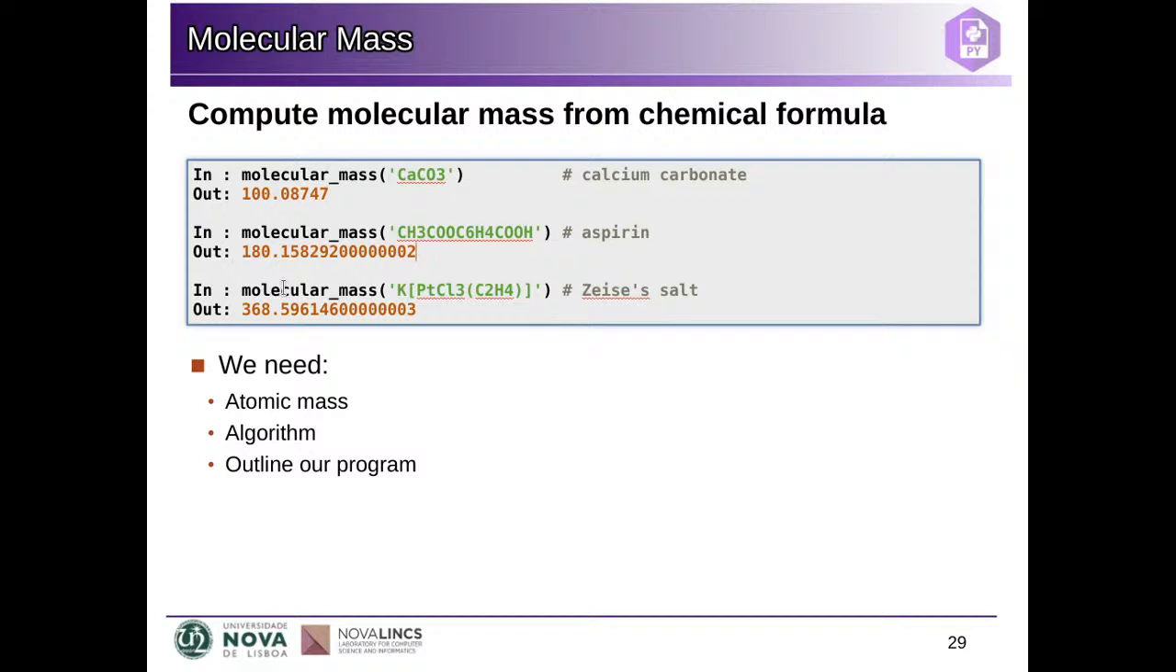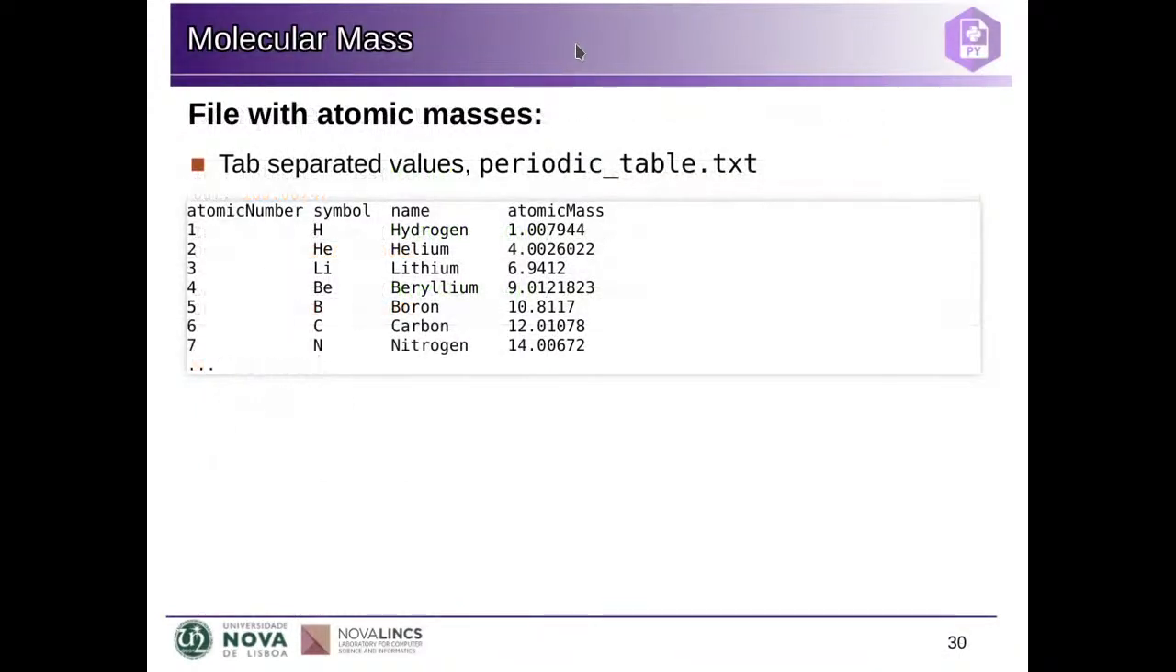And what we need here is to know the atomic mass of each element. We need to think about the algorithm for decomposing the chemical formula and create the outline of our program. So for the atomic mass, we can look up in the internet. I copied these values, and basically I have this file, periodic table, that has the atomic number, the symbol for the element, the name of the element, and the atomic mass, the average of the isotopes for this element.